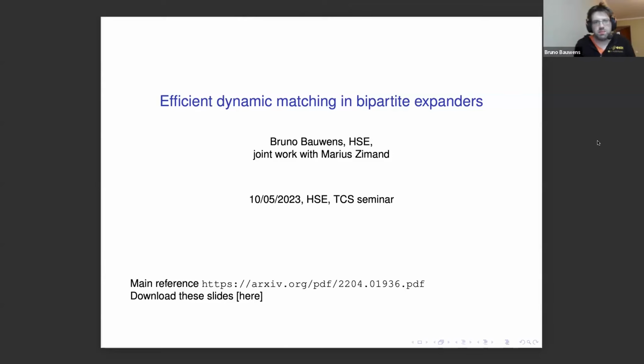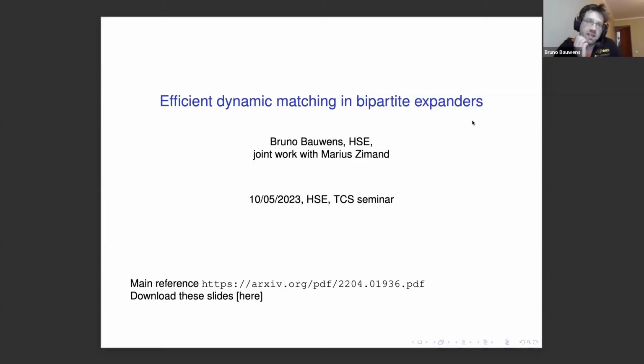So I will speak about a generalization of Hall's theorem. Hall's marriage theorem says that if a graph has good expansion properties, then we can use it to solve the matching problem. But for applications, people want a dynamic variant of the matching problem, and so we will give an extension of Hall's theorem that allows for dynamic matching.